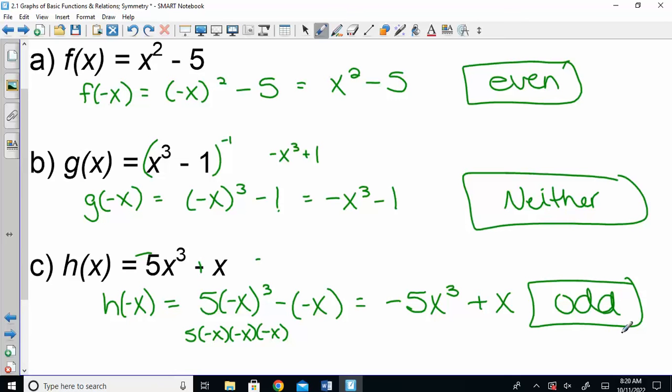So even, odd, neither, it's not that the calculations are hard. It's just a matter of remembering what you have to do to check each of those things. Questions there?